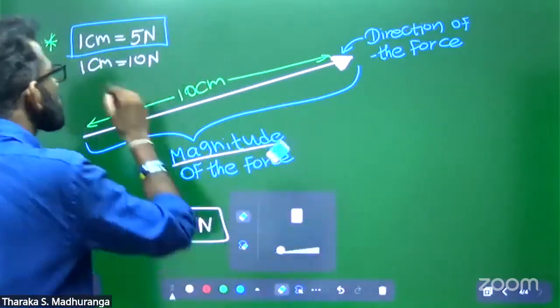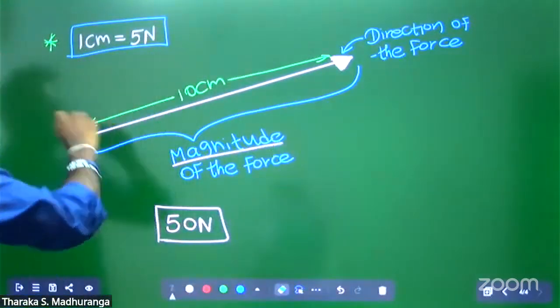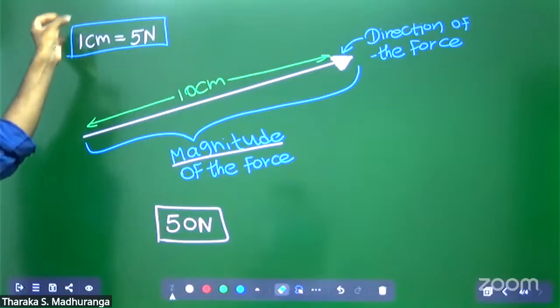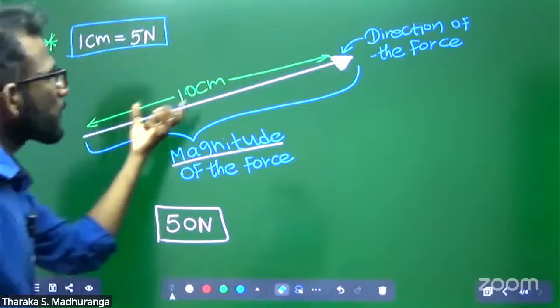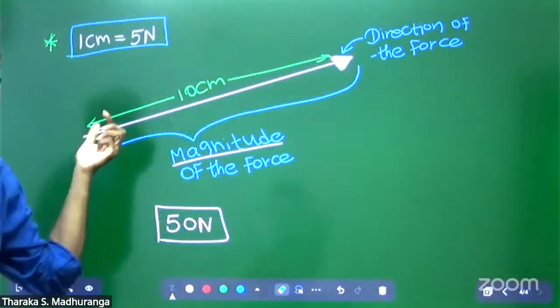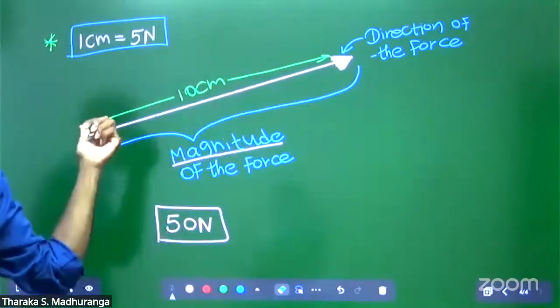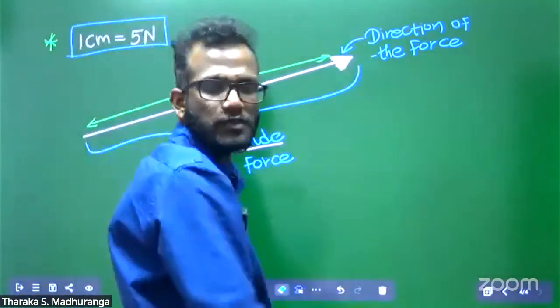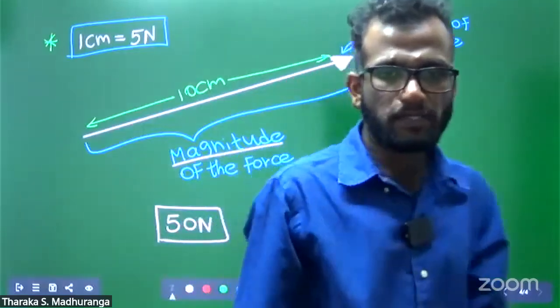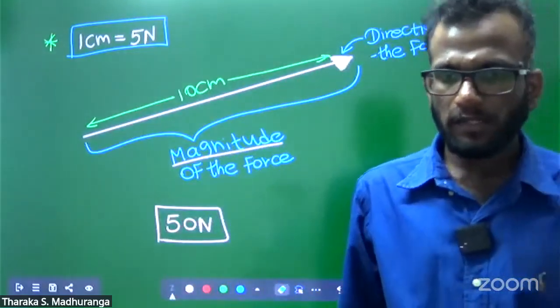Therefore, now the scale is 1 centimeter equal to 5 Newton, so the length of the arrow should be 10 centimeter. This is the force direction. Do you get it?